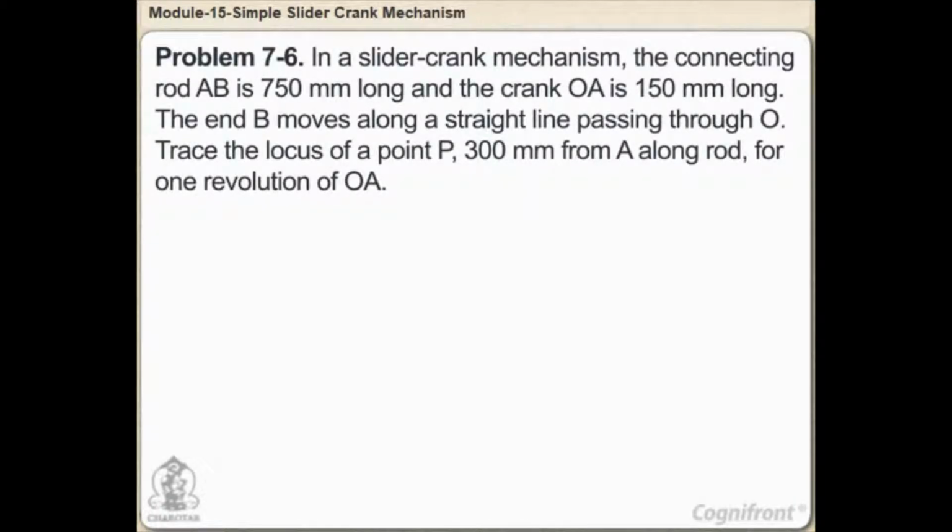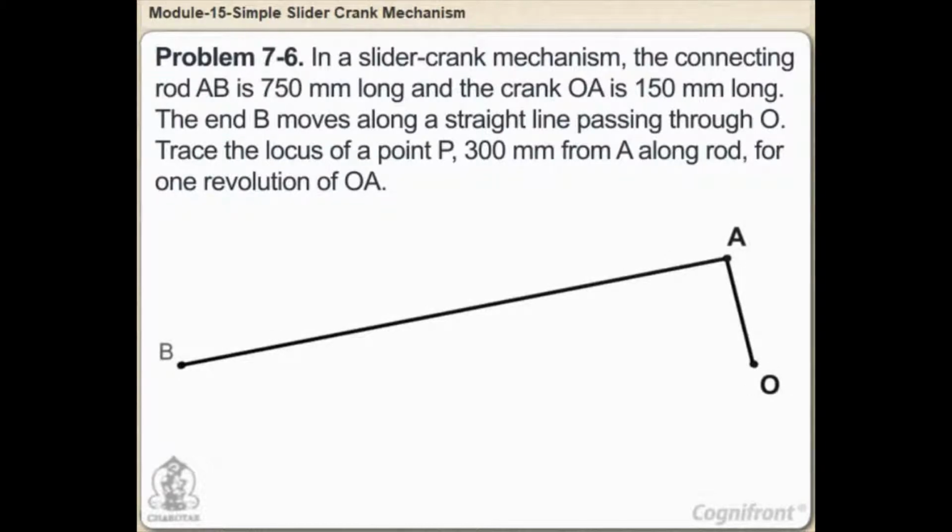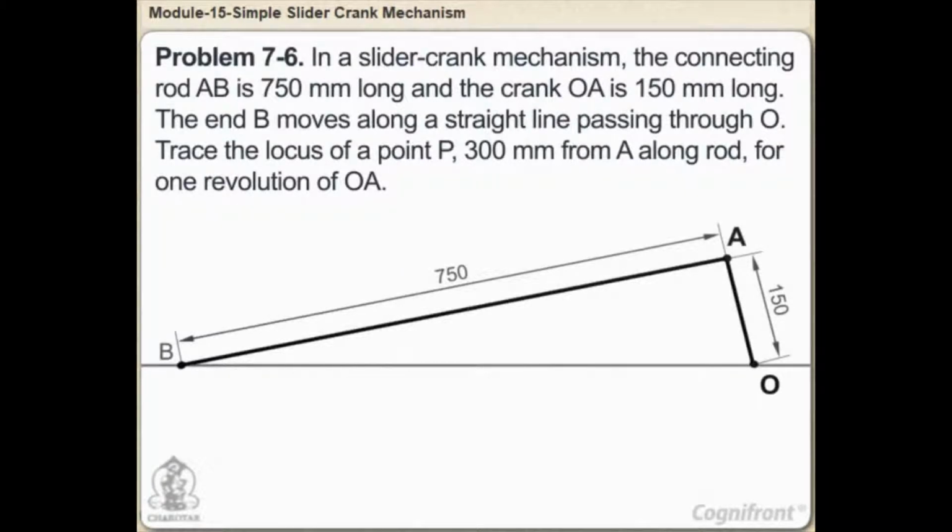Problem 7.6. In a slider crank mechanism, the connecting rod AB is 750 mm long and the crank OA is 150 mm long. The end B moves along a straight line passing through O. Trace the locus of a point P 300 mm from A along the rod for one revolution of OA.